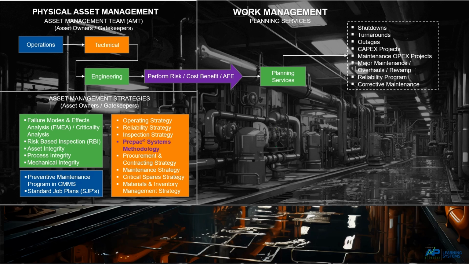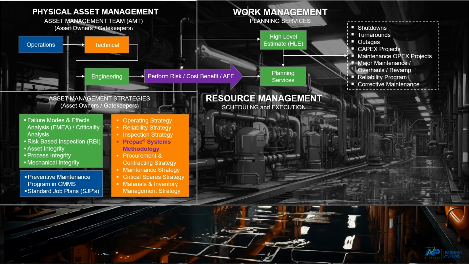Often, to justify an expense, the AMT might request a high-level estimate from central planning. If the AMT approves the expenditure with an authorization for expenditure, or AFE, planning services will assign the work request to the appropriate functional planning resource, who will then create a work order and begin the planning process for the various work types. The next process falls under resource management with procurement and contracting prior to scheduling work for execution.